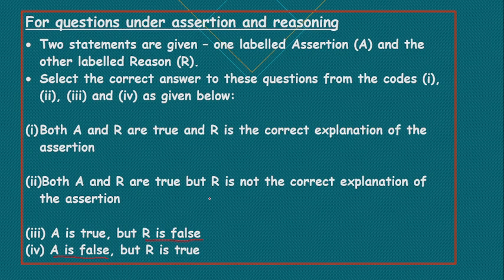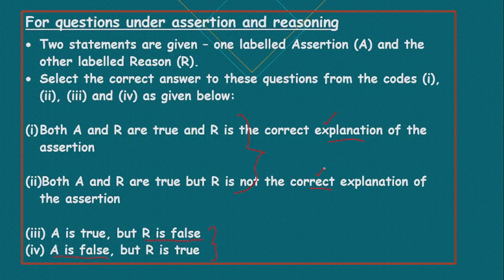So overall among these 4 options, when any one of the statements is wrong, we go for options C and D. If both are correct, we go for options A and B. If both are explanations of one another, go for option A. Not an explanation, go for option B. This is the way you can answer.